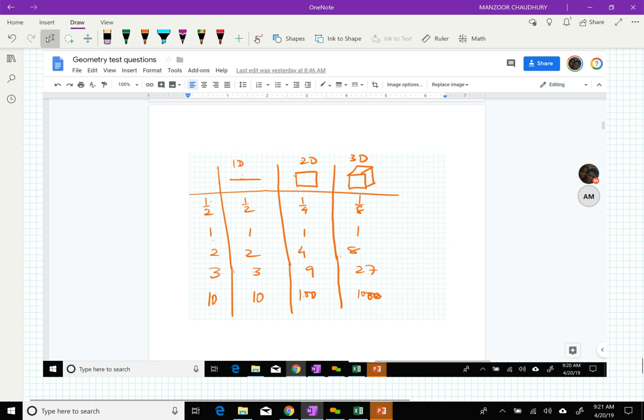So what's the one in the first column? The first column is one dimension. And then you're saying area is two dimension. Volume is three dimension. Oh, okay. So if they had given me, okay, got it.